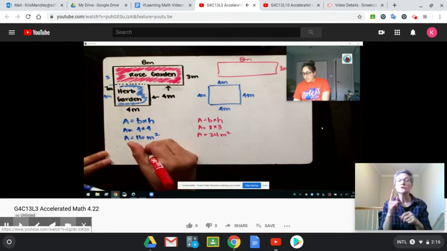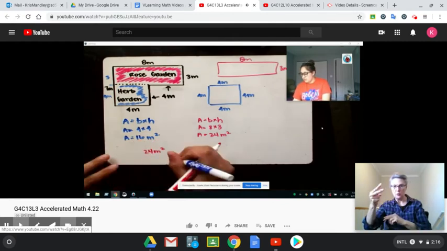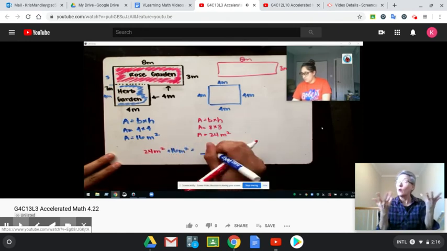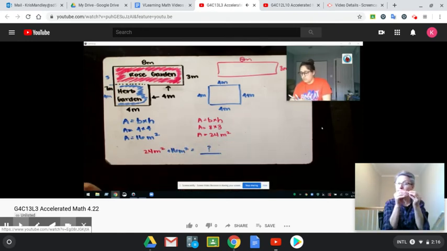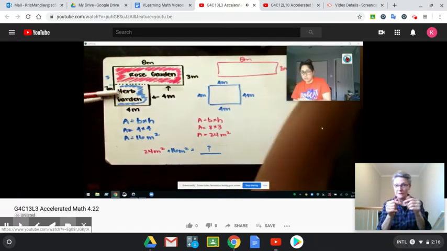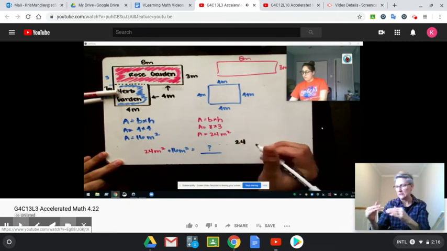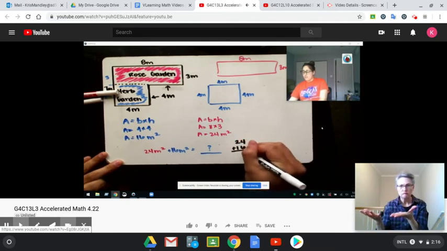So I'm going to add up those areas. So 24 meters squared plus 16 meters squared equals what? What's that total amount? If you need to, go over to the side and write it vertically for yourself. Please do that. So I've got 24 plus 16.